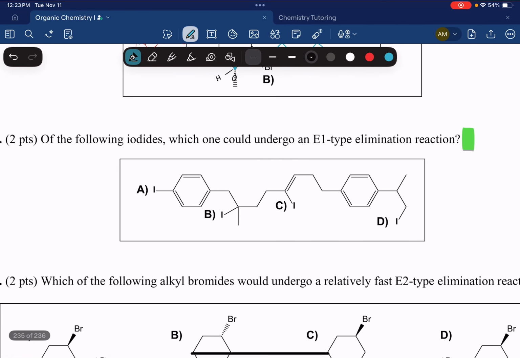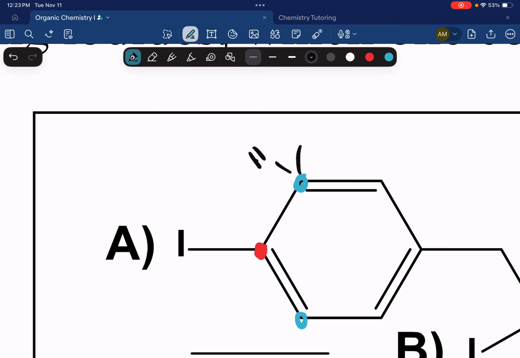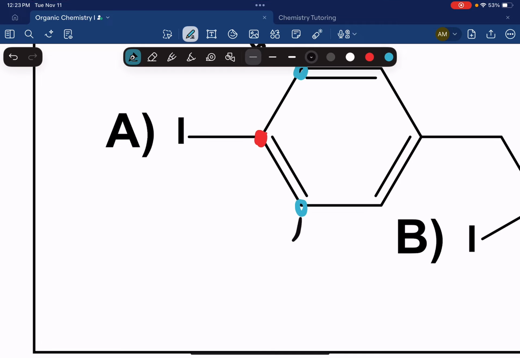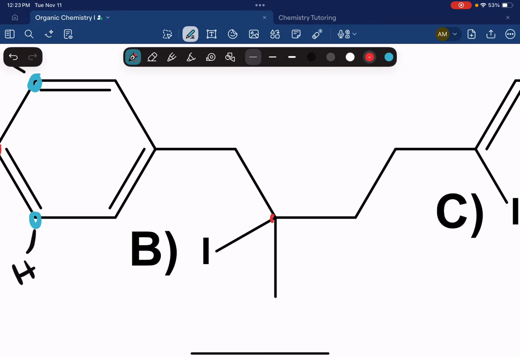Which one would undergo an E1 elimination reaction? So let's look. We've got alpha carbon, beta carbon. This has one hydrogen, sorry. This one also only has one hydrogen. Okay, so it's possible. Alpha carbon, beta carbon. This one has 1, 2. This one has 1, 2. 1, 2, 3.